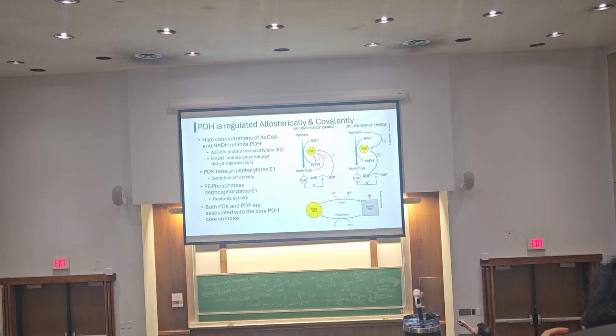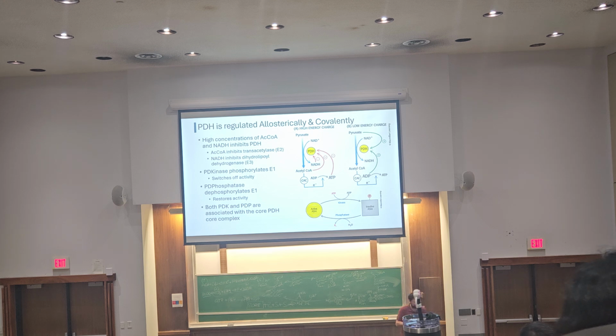Now we can also regulate pyruvate dehydrogenase covalently, right? So we can do this actually hormonally as well. So pyruvate dehydrogenase kinase, PDK, phosphorylates E1, the E1 component of pyruvate dehydrogenase, the pyruvate dehydrogenase component, and inactivates it. Right? So phosphorylated E1 is inactive, and PDP, pyruvate dehydrogenase phosphatase, dephosphorylates E1, and it restores the activity. So in this case, phosphorylation is acting as a switch. Phosphorylated PDH is off, and dephosphorylated PDH is on.